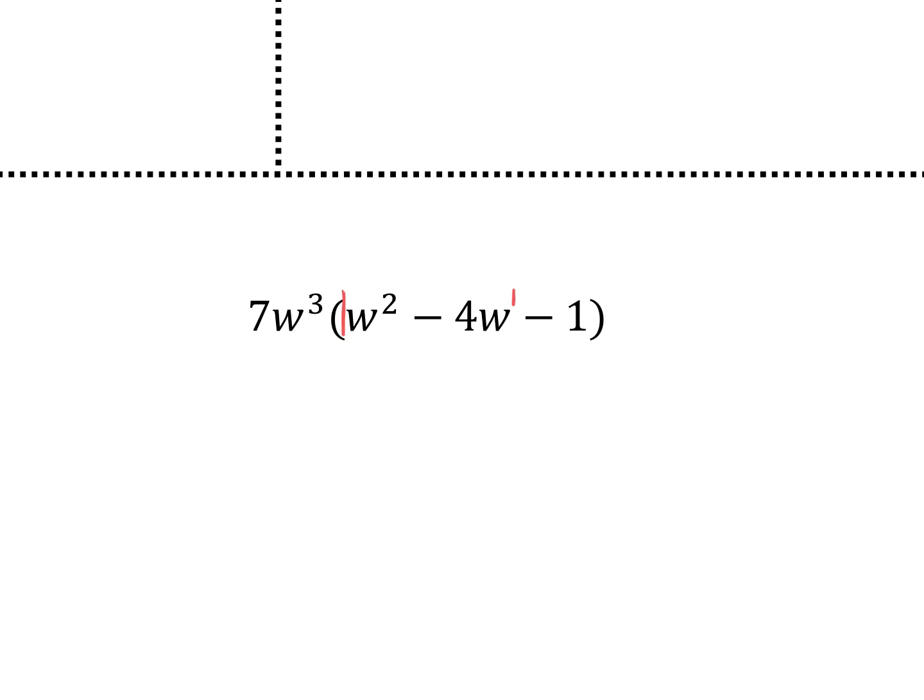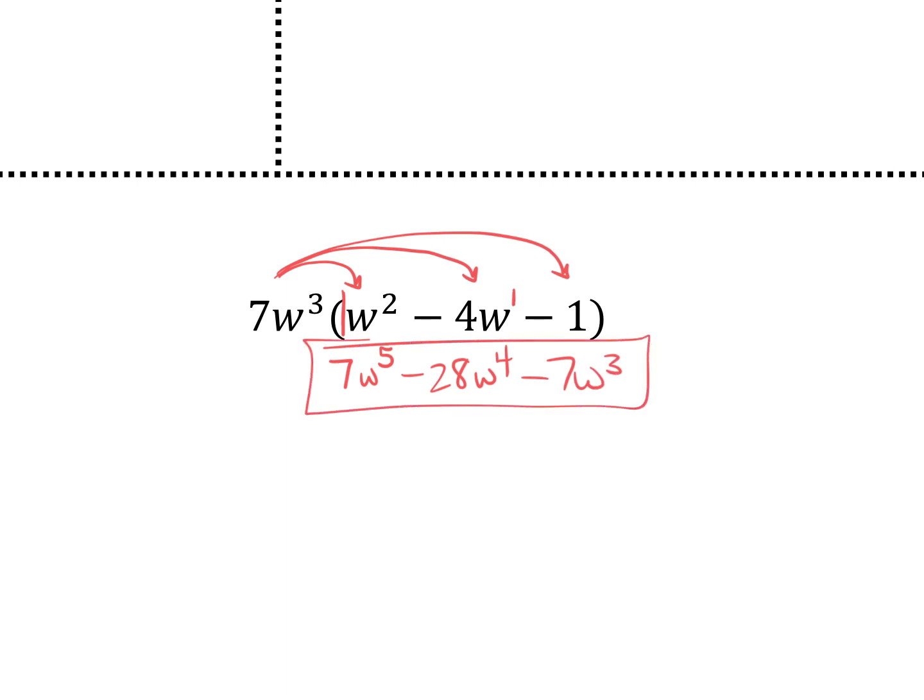just to remember all of our rules. So as I go to distribute, 7w cubed times 1w squared gives me 7w to the 5th. 7w cubed times negative 4w, negative 28w to the 4th. Finally, 7w cubed times negative 1 is just negative 7w cubed. This is in standard form, so that's an appropriate answer. And again, reviewing, if I was going to name this, this has a degree of 5. We'd call that a 5th degree. And I have 1, 2, 3 terms again, so we know that's a trinomial.